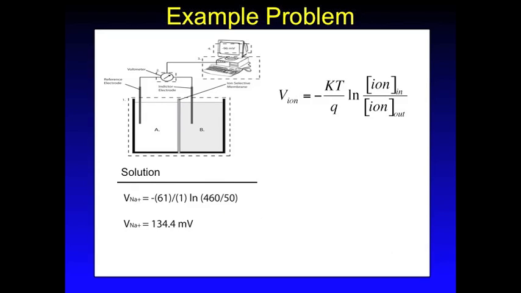To solve for the sodium ion potential across the membrane, plug in 61 for the Boltzmann constant times the temperature, then plug in the charge associated with the sodium ion, or positive 1. Always be sure to incorporate the sign of the ion in question. Next, plug in the concentration gradient of sodium. The sodium ion potential across the membrane is found to be 134.4 millivolts.